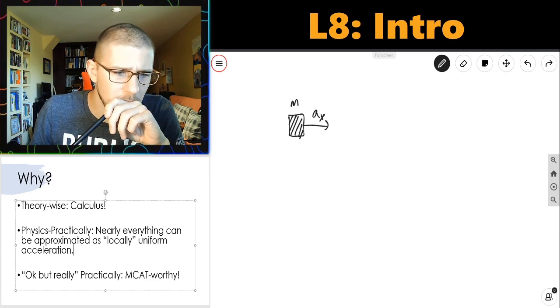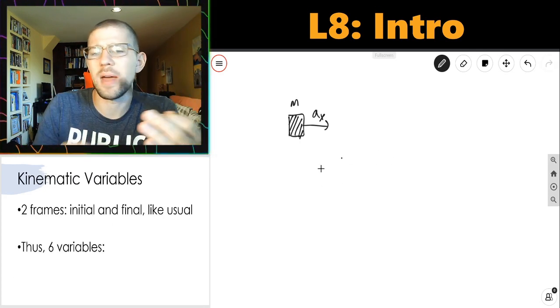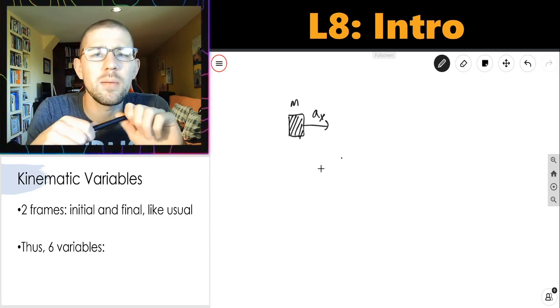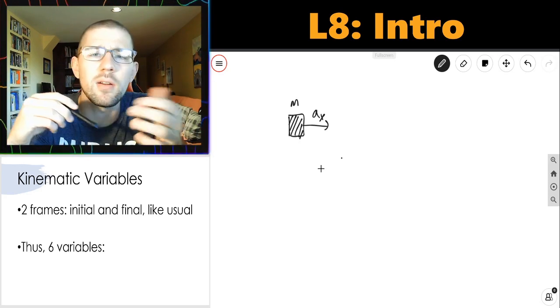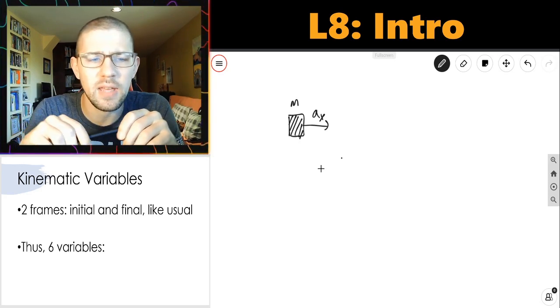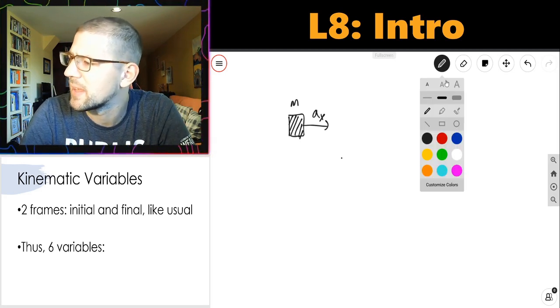Okay, what are we going to be talking about? We're going to be talking about these 6 kinematic variables. These 6 kinematic variables are the gears that go into these 4 kinematic equations, which again, I'm kind of making you hold your breath for. We'll show them in just a second.